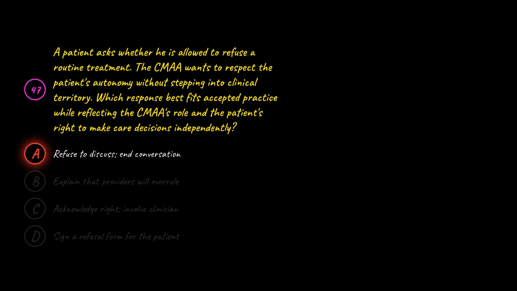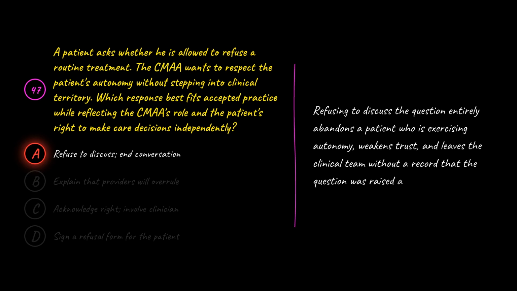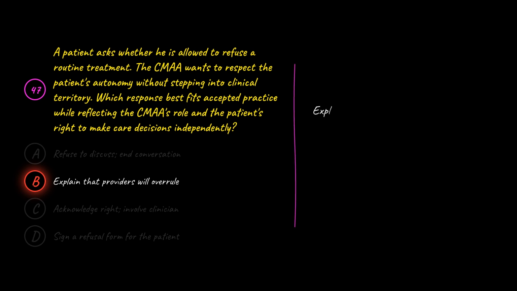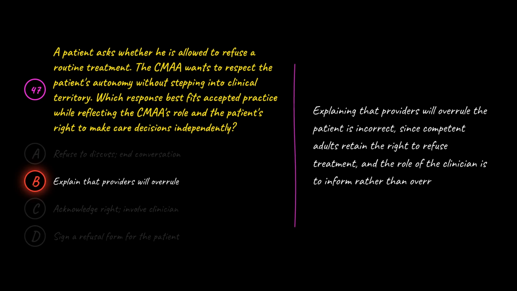team. A is wrong because refusing to discuss the question entirely abandons a patient who is exercising autonomy, weakens trust, and leaves the clinical team without a record that the question was raised at all today. B is wrong because explaining that providers will overrule the patient is incorrect, since competent adults retain the right to refuse treatment, and the role of the clinician is to inform rather than override.